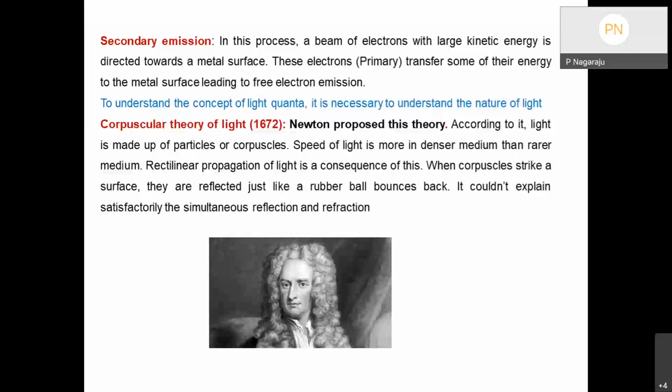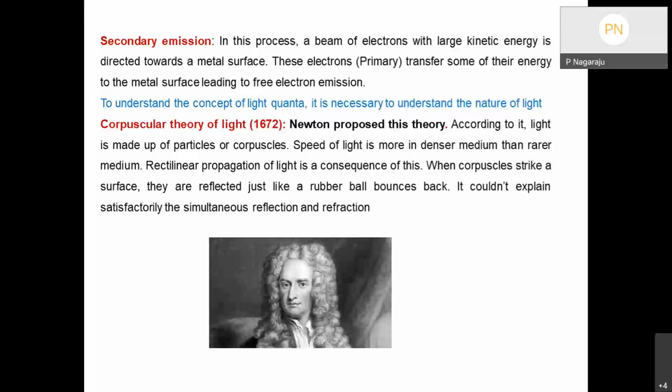You know, when bullets are fired from the gun, they travel along a straight line before they fall to the ground. Like that, even here, the corpuscles are emitted and they travel along a straight line, and thus even the rectilinear propagation of light was introduced based on this corpuscular theory of light. But one important thing which we have to notice here in Newton's corpuscular theory of light is that the speed of light is more in a denser medium than in a rarer medium, which is against Foucault's experiment.